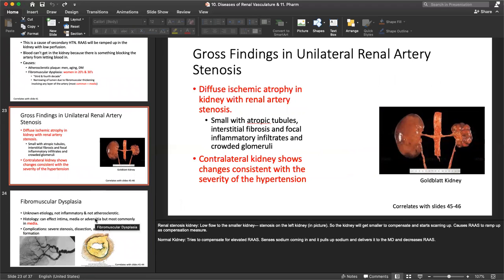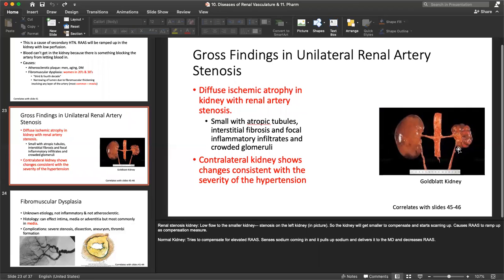Okay, gross findings. Here we've got our normal kidney, and then we also have this little bitty kidney. What's going to happen is there's going to be diffuse ischemic atrophy, so it'll atrophy after that. There's not a lot of blood getting there. It's not getting a lot of use, and so we end up using this kidney instead.